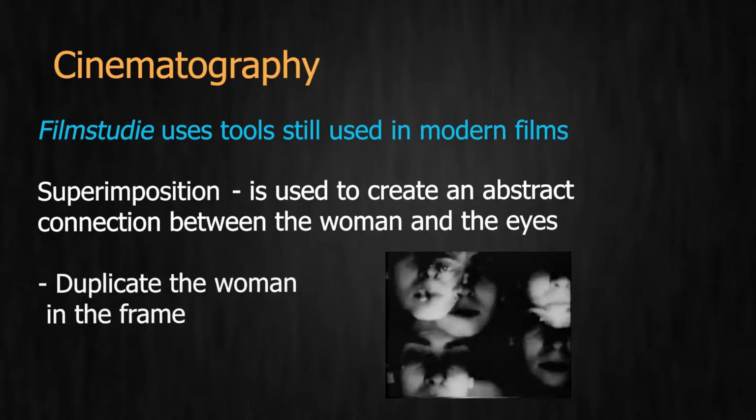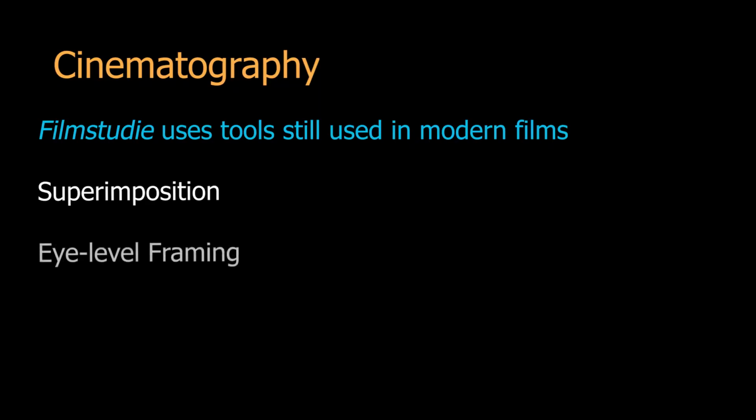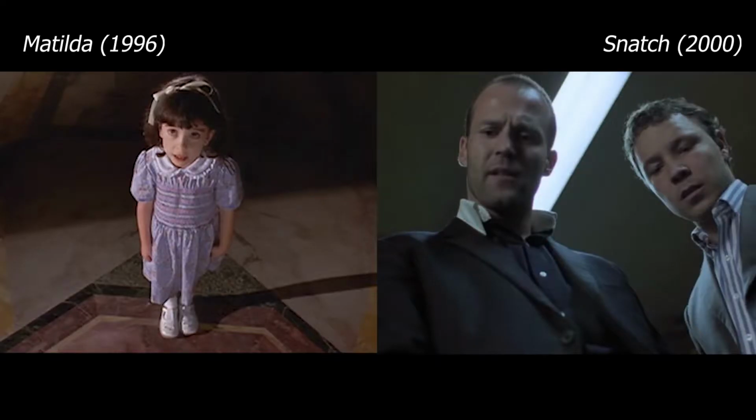Superimposition is still used in modern film, like in this shot from Kill Bill Volume 1. Another cinematography technique used is the eye-level framing of the woman. Eye-level or head-on framing is used to make viewers feel more connected to a subject on camera and makes us view them in a more neutral way, as opposed to a high or low-level shot.